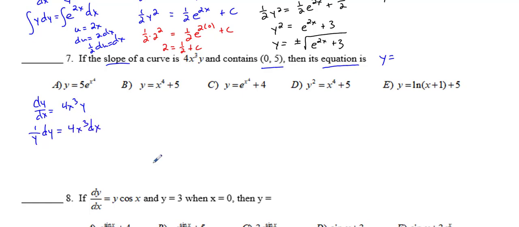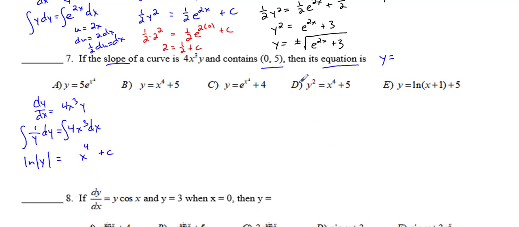Okay, I think we're set up to take the antiderivative then. That's not too bad, I believe. The antiderivative of 1 over y is natural log absolute value y, equals this antiderivative, x to the 4th divided by 4. Okay, just x to the 4th. And then plus c, I believe.